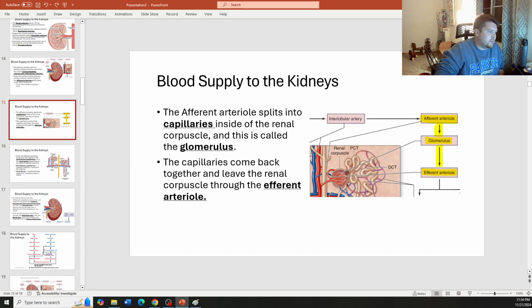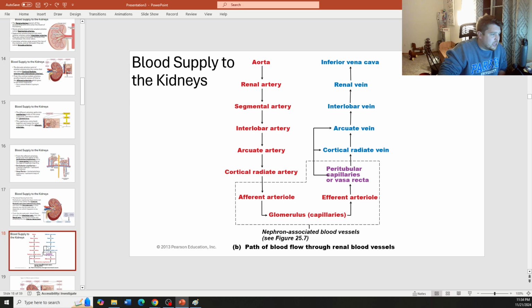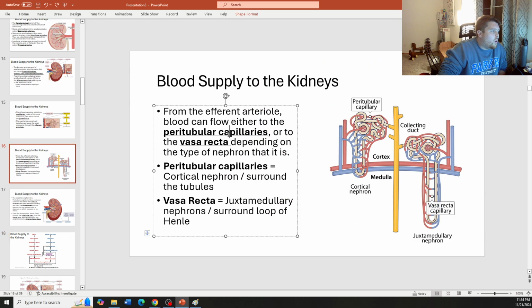After going through all of that, the efferent arteriole is the end of our arterial side of the blood flow. Now we're going to start heading back towards the heart, and this is now the venous side of things. So we have these two structures. We have peritubular capillaries, or we have the vasa recta.